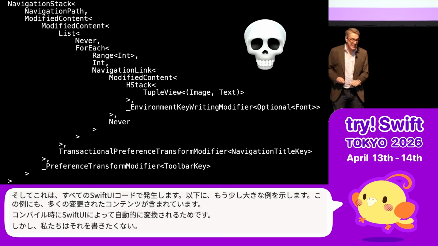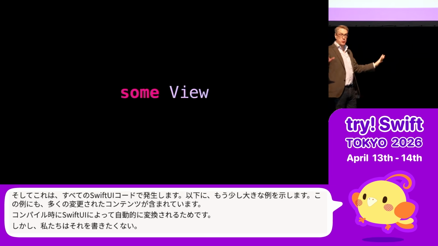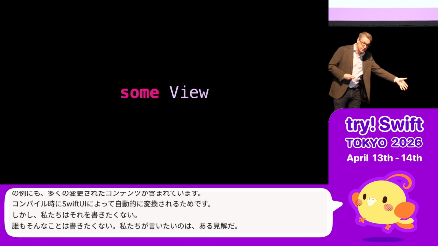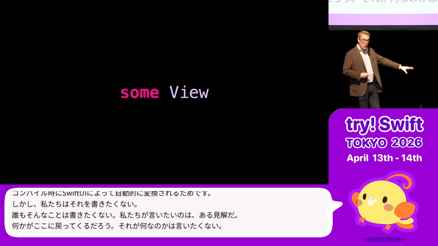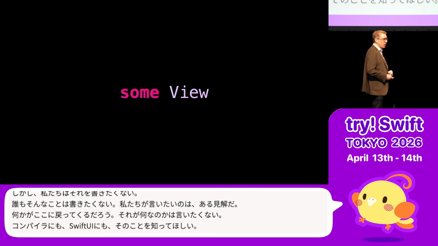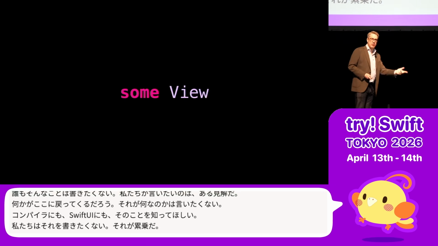What we want to say is some view. Something will go back here. We don't want to say what it is. We want the compiler to know. We want SwiftUI to know. We don't want to write it. That's the power of some view, an opaque result type it's called.